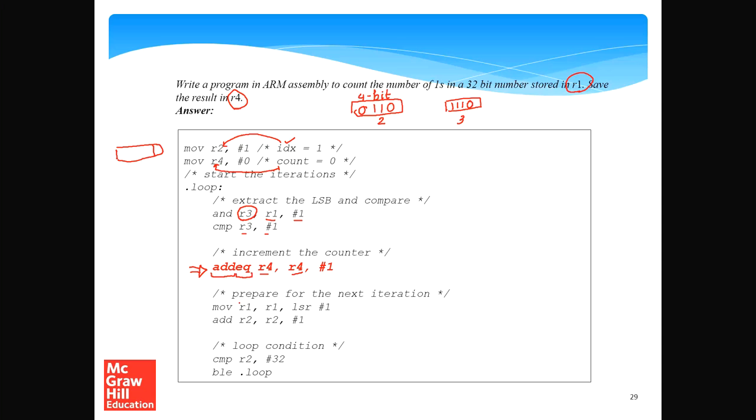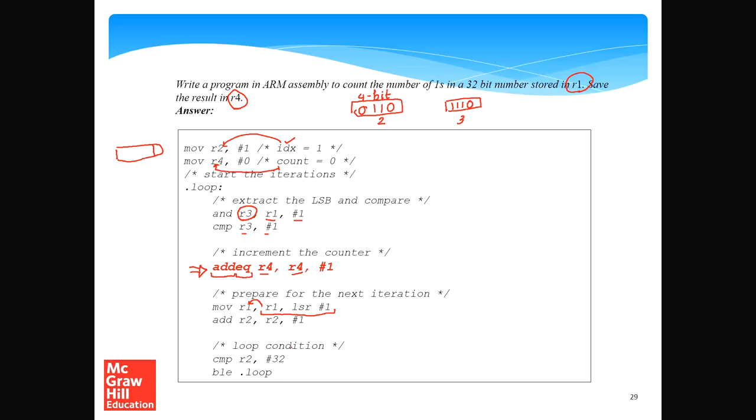Now let's prepare for the next iteration. So what we do now is that we take the number R1 and we do a logical shift right. Mind you, not an arithmetic shift right, because in this case we don't want to replicate the sign bit. So we shift it right by 1 position and we save it back in R1, and simultaneously we increment the index. So R2 we increment it with 1.